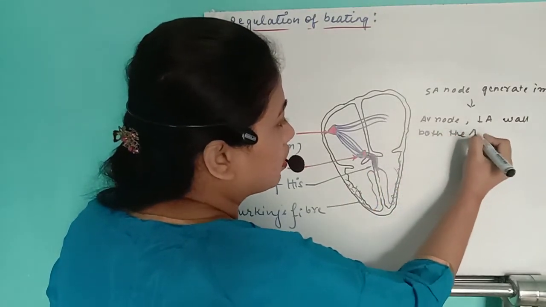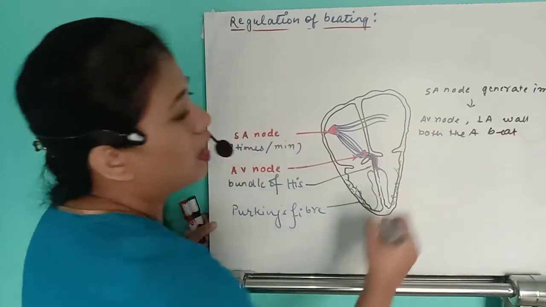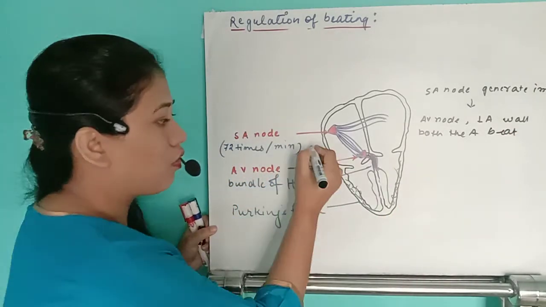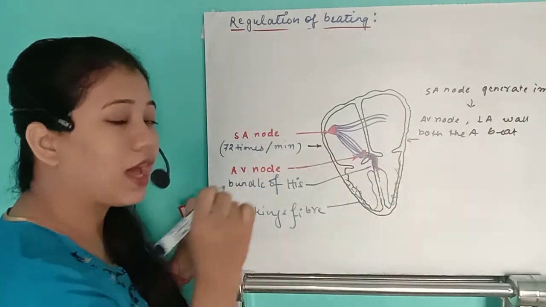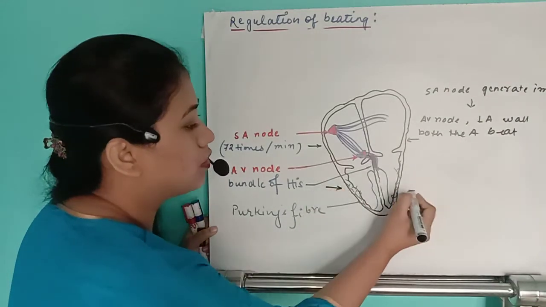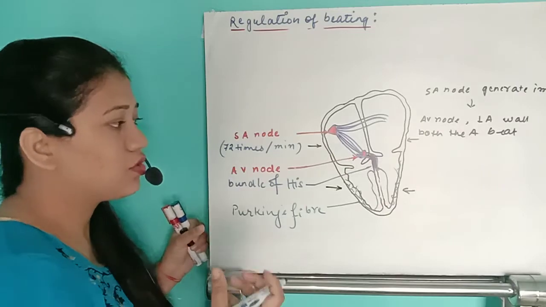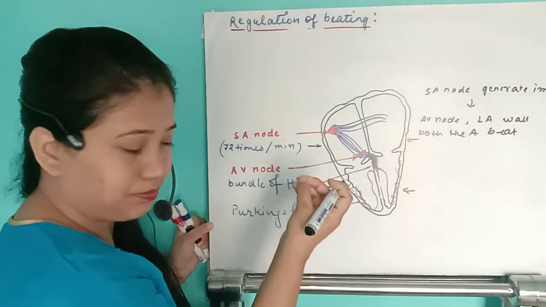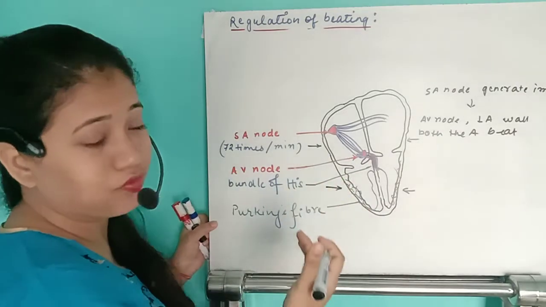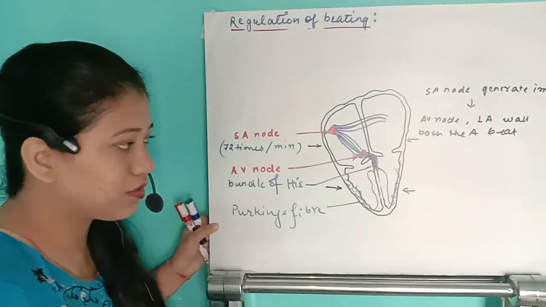the auricles beat. And we should know that first of all the auricle will beat, and after some time the ventricle will beat. That means it takes some amount of time, so that this muscle can propagate this impulse towards the ventricle.